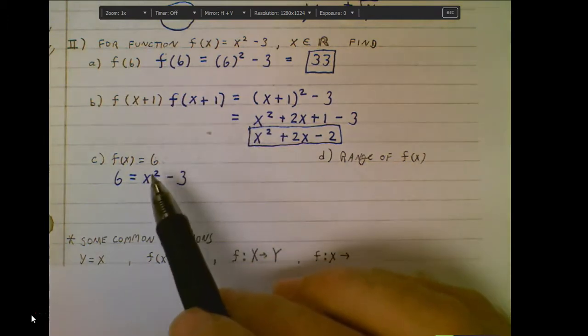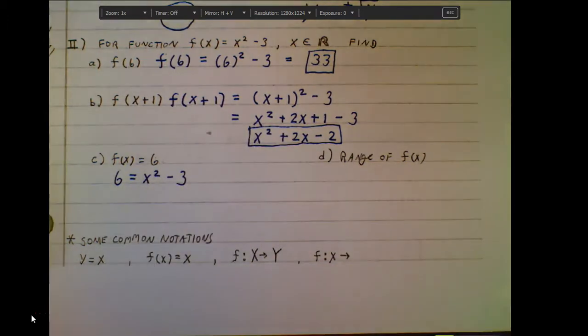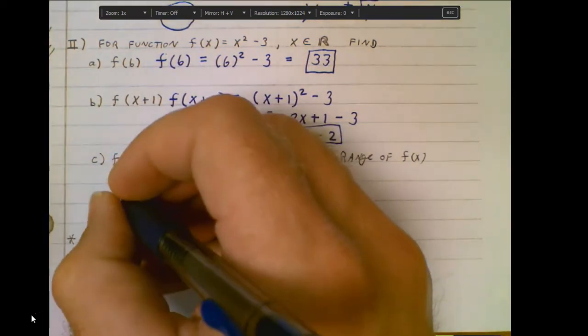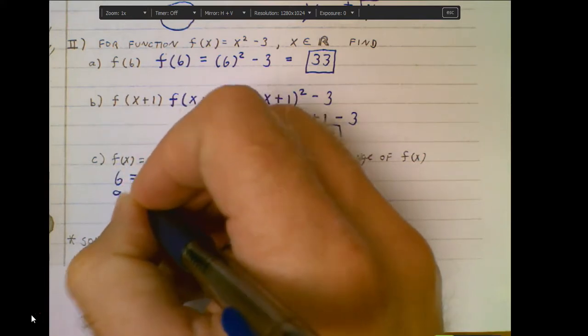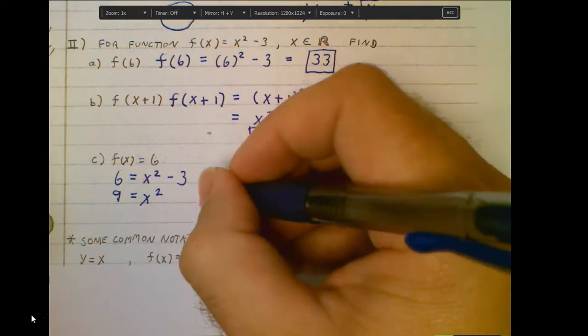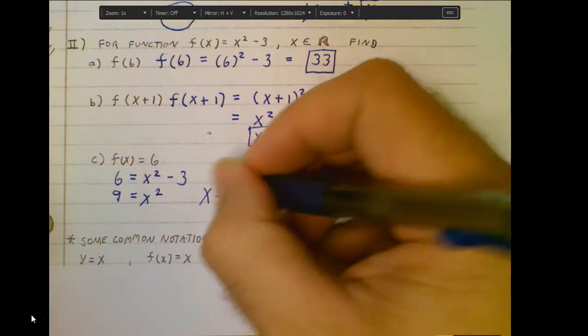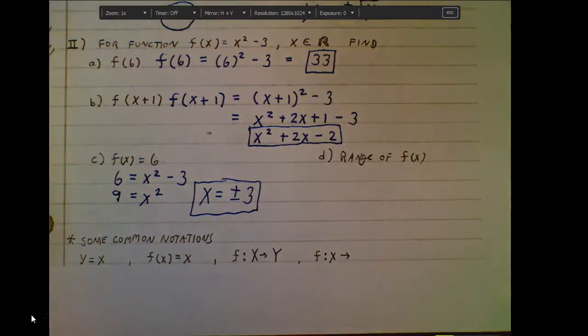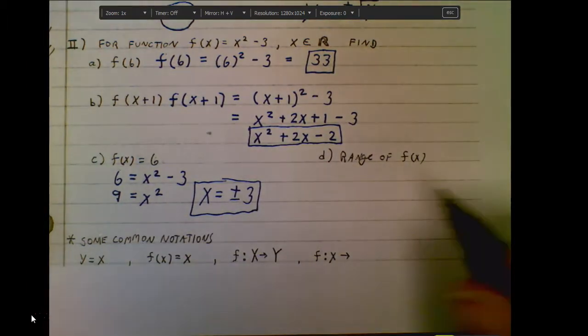So in this one, I am now setting the entire thing equal to 6, and I'm looking for a solution for x. So as I continue to solve, I would add the 3 over to the other side. And if I square root both sides, we're going to come away with positive and negative 3 as our two solutions. Don't forget your plus or minus. That does matter. Those are two solutions for that.